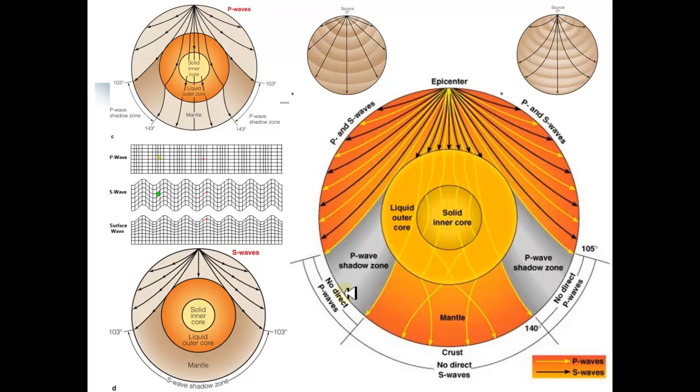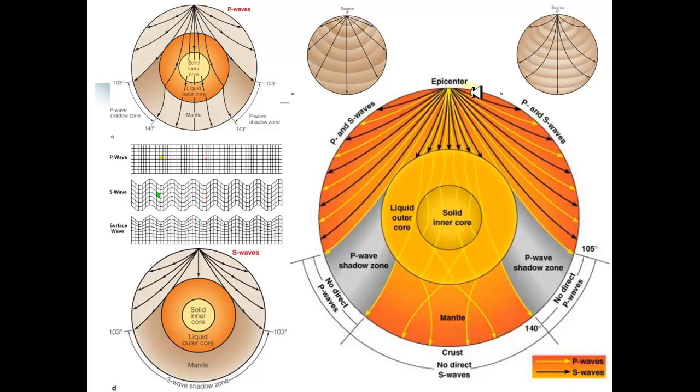And if you take a look at this shadow zone, we can equate that to the size of the core. So without even going down there, we know how big our outer core is, and because of the motion of the P waves going through the solid inner core and coming out, we can also guesstimate what the inner core size is. So this is how we actually look inside the Earth.